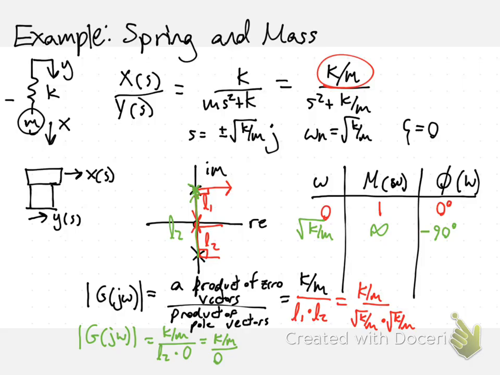And again, if we want to go to infinity, where we have a very fast frequency, so we're just going to say that that's somewhere at an infinite frequency, then our magnitude is going to be k over m over some infinitely long value, which would approach 0. And we would have two 90-degree angles starting at our pole locations going to our omega j value. So we would be at negative 180 degrees.